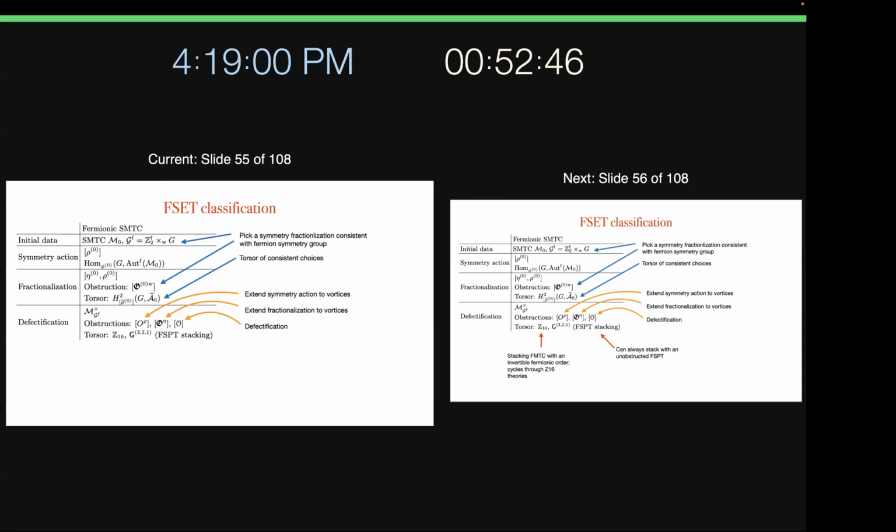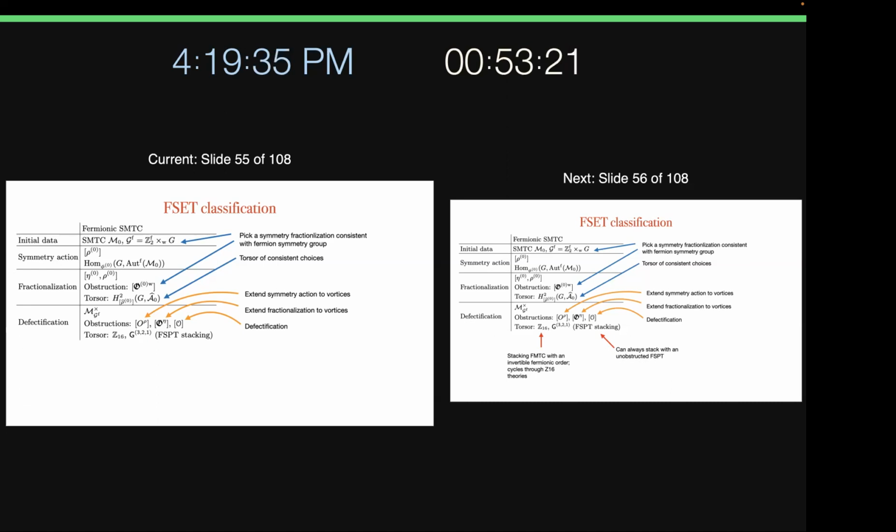Now, when we have a successful G-crossed braided tensor category of this fermionic theory, there is still a torsorial classification of that. In the bosonic setting, the torsorial classification of the defectifications is just given by SPT stacking. In the fermionic setting, there are two torsorial classifications you can consider. One is fermion SPT stacking. We call that group G321 because it depends on a 3, 2, and 1 cochain.